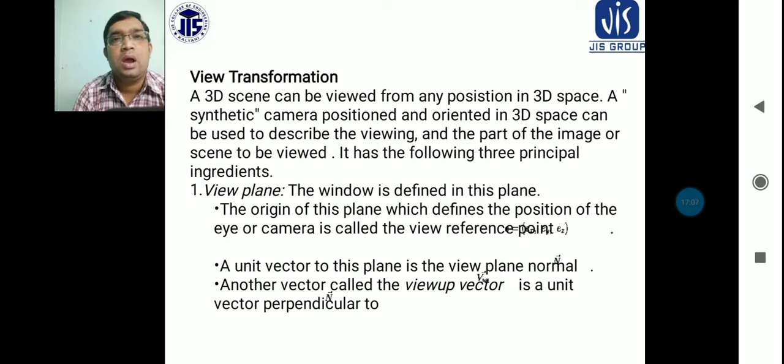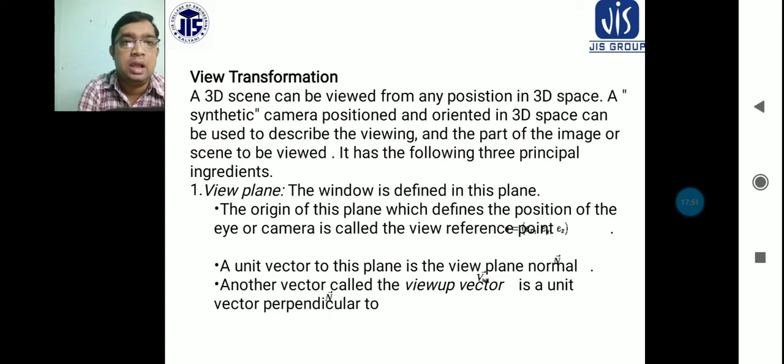It has the following three principles. First, the view plane, in which the window is defined. The origin of this plane, which defines the position of the eye or camera, is called the view reference point. You have to concentrate on the eye or the camera, and this is considered with respect to the view reference point, and this is called the view plane.